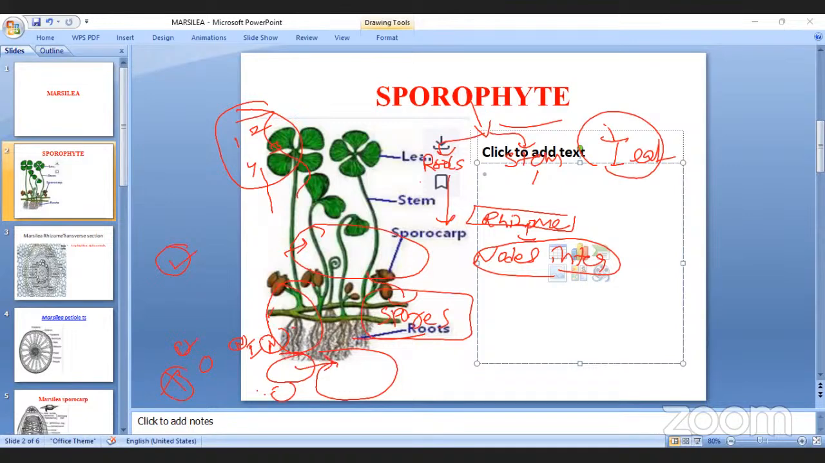Before that, some general points about Marsilia. Marsilia is commonly known as pepperwort or water fern because it is present in water. That's why it is called a water fern. It is actually a fern, but it oddly resembles a true fern, because it already resembles angiosperms. That's why it oddly resembles the true fern.